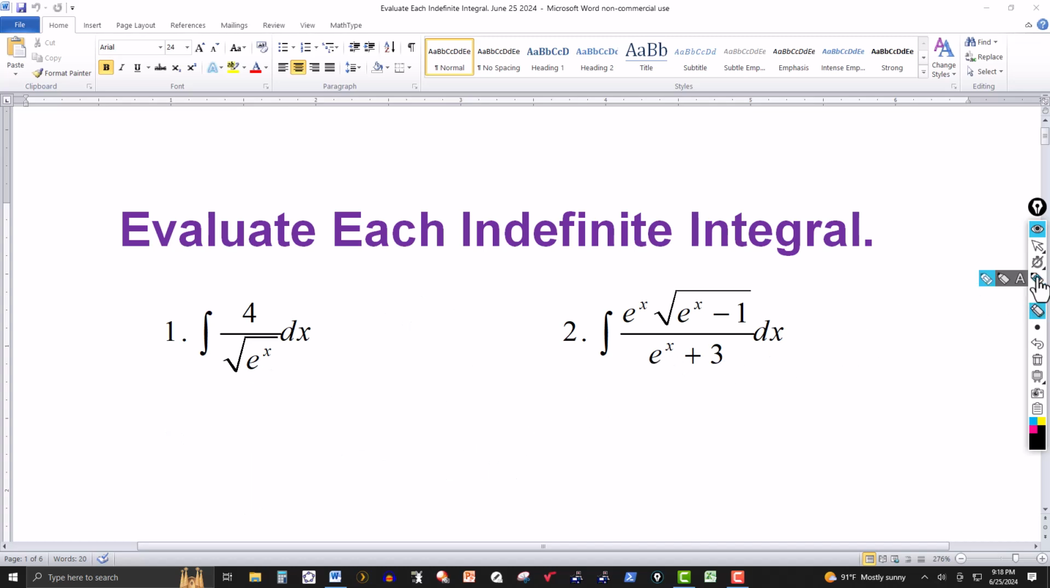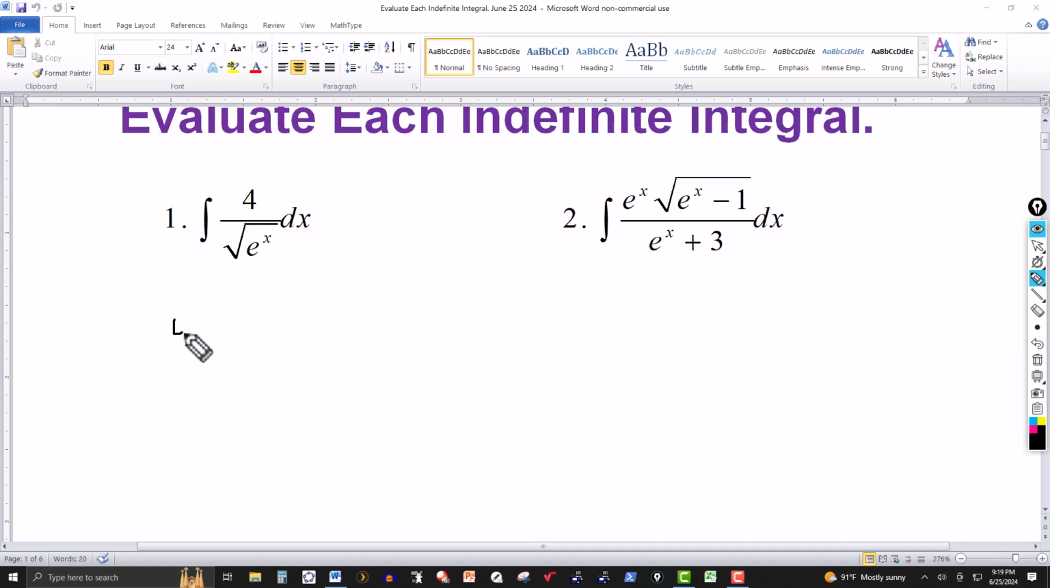Now the second one, it's not as clear here, and sometimes you have to experiment a little bit. You might want to let u equal e to the x plus 3. You might let it equal e to the x minus 1, and then play around with it until you can get it in a form that you can integrate. So this is what I did. And again, I want to say there's more than one way to work these problems out. I thought it might work out easier if I let u equal the square root of e to the x minus 1.